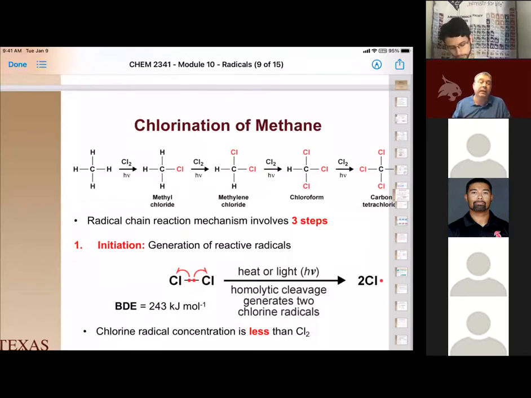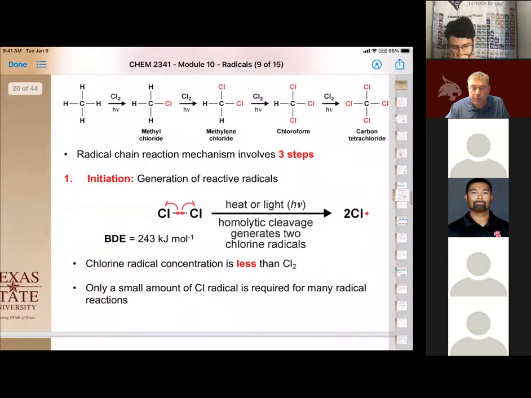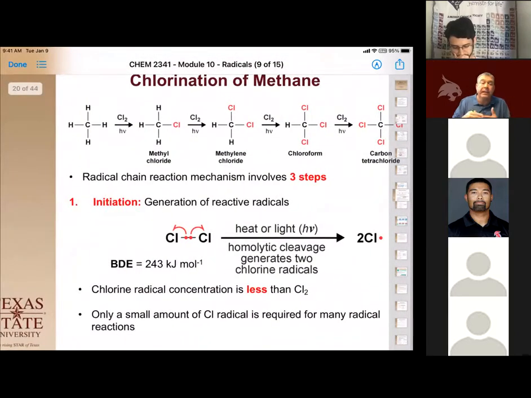So in the case of something where you don't want to use an initiator, you can use high heat or light to generate something like a chlorine radical. In this case here, what we're doing is taking chlorine and hitting it with light to generate our two equivalents of chlorine radical. Okay.